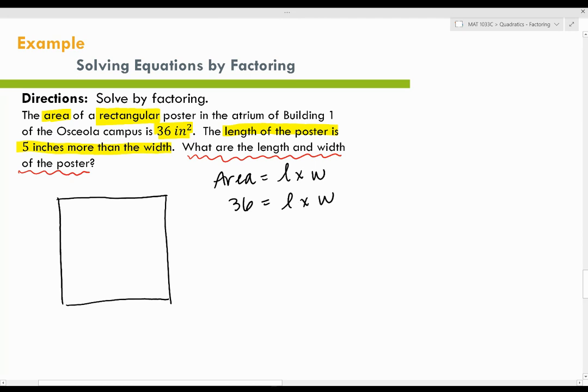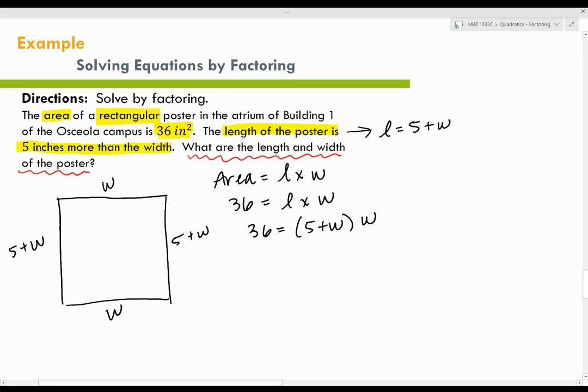The other thing that we know is that the length of the poster is 5 inches more than the width. So they told us that the length is 5 more than, that means addition, the width. So that means in my equation, everywhere that I see length, I can replace it with 5 plus w. So on our picture, I could write this as 5 plus w for the length on this side, 5 plus w with width. So in my equation, I'm going to replace L with 5 plus w times w.